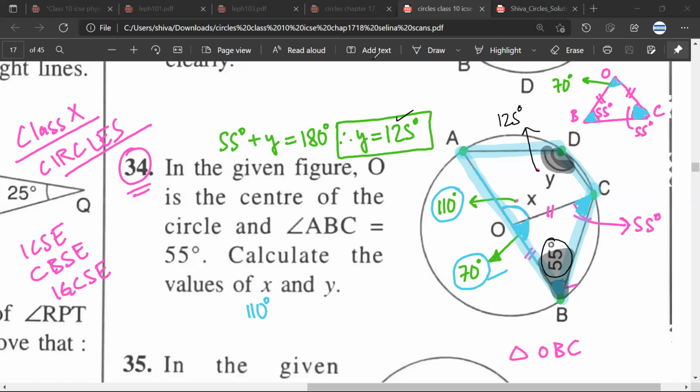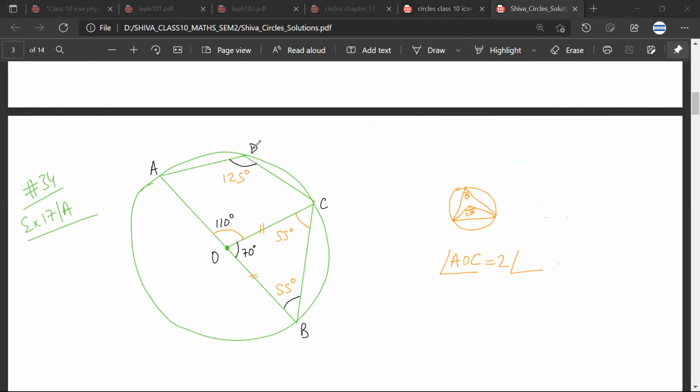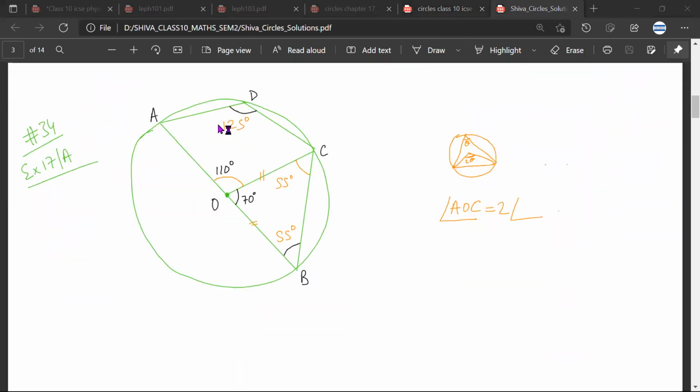Any doubt? No, Roger. So the same calculation is being done here. This is a bit neater way of looking at things. Here we can clearly see that BOC is a nice isosceles triangle. Why? Because these two are the radii of the circle, and that is why this is 55. This was given to us to be 55. You found this 70 degrees. Once you found this 70 degrees, you got this 110 degrees.